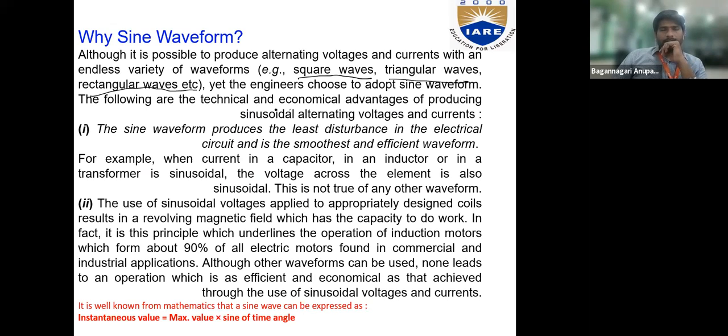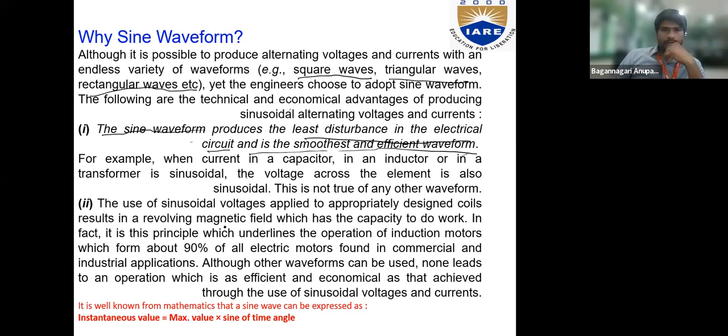But what is the advantage of the sinusoidal waveform? The sine waveform produces the least disturbance in the electrical circuit and is the smoothest and most efficient waveform. That is why we confine ourselves to using a sinusoidal waveform as the fundamental AC quantity. When comparing AC with DC, in AC we take only the sinusoid because it is the most efficient of all these.